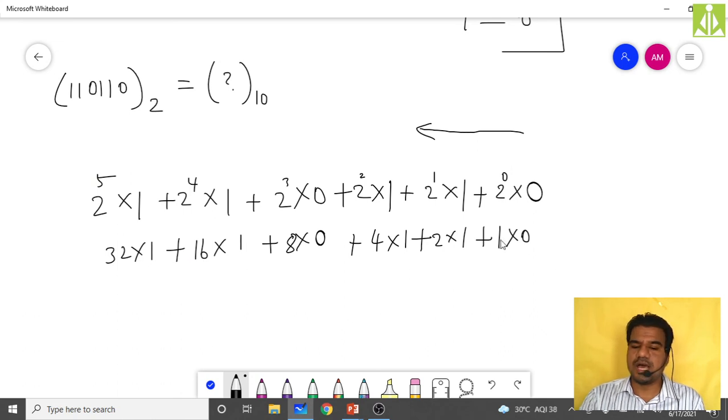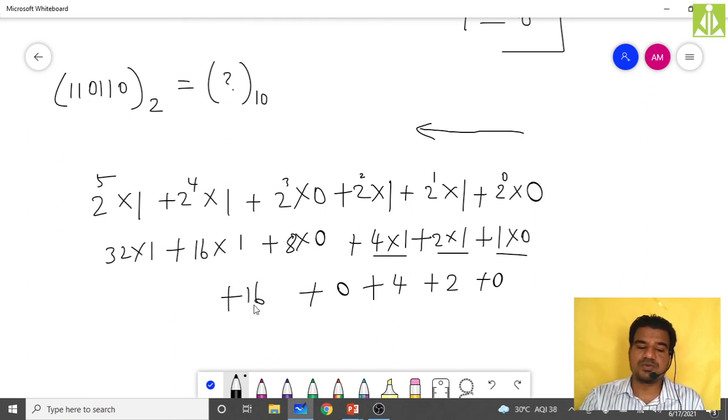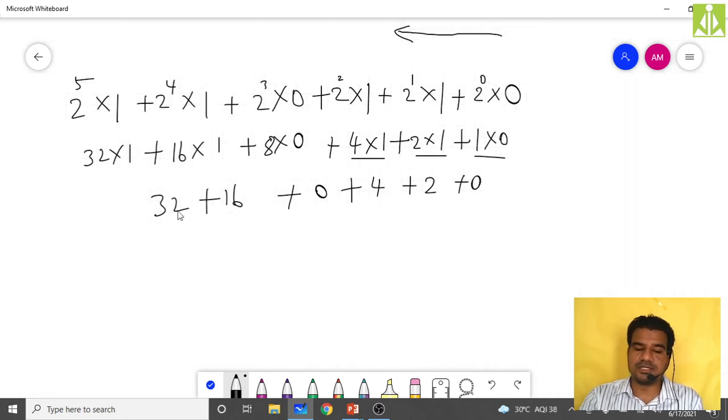So like this. Now perform this multiplication operation. This is 0 plus this is 2 plus this is 4 plus this is 0 plus this is 16 plus this last one is 32. Like this you will get. So now add all these things. 32 plus 16, 48, isn't it? 48, 52, 54. So what result will you get?